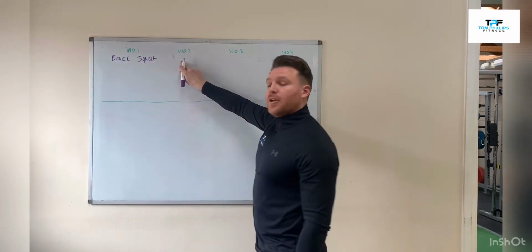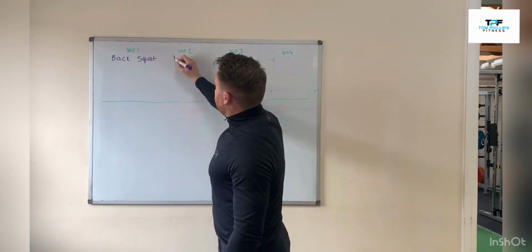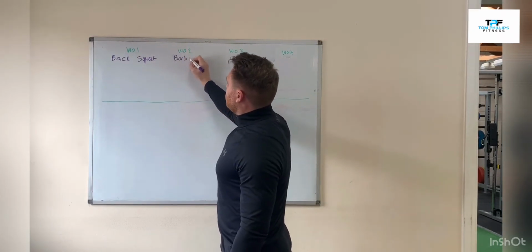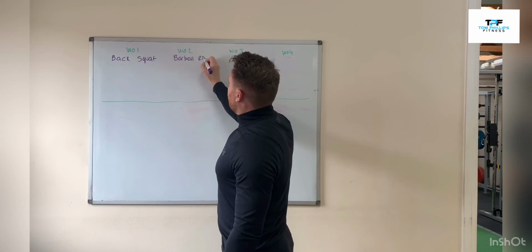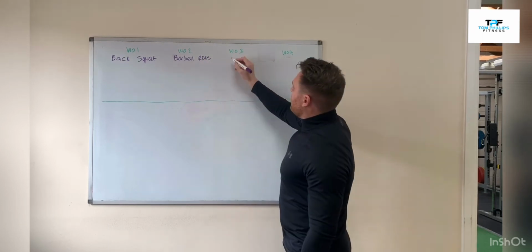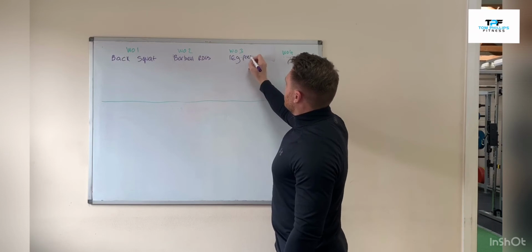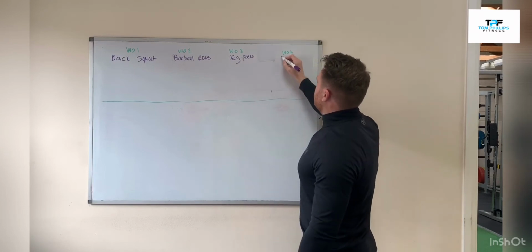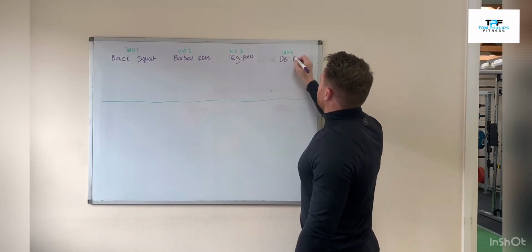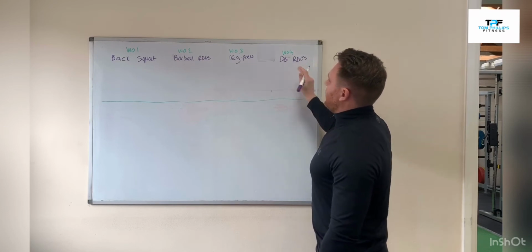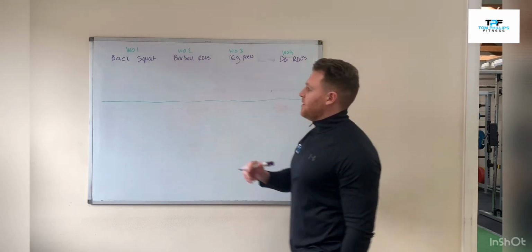Okay, we've then got barbell RDLs, or Romanian deadlifts. We could then use the leg press, and we could then do dumbbell RDLs. And that's ticked our first box for exercises.